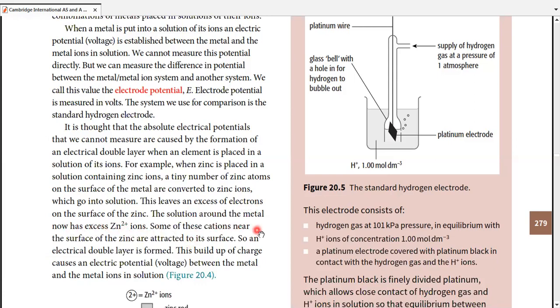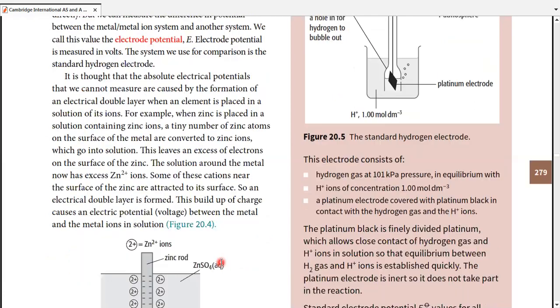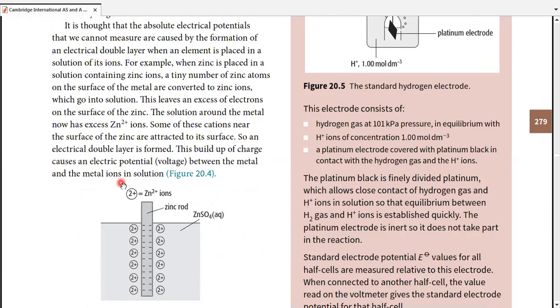The solution around the metal has now excess of zinc positive 2 ions. Some of these cations near the surface of zinc are attached to its surface. So an electrical double layer is formed. This built up charge causes an electric potential between the metal in the solid form, of course, and the metal ions in the solution.